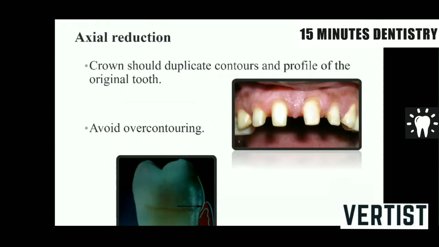Then when we are doing axial reduction, the crown should duplicate the contours and profiles of the original tooth. Remember, if we do not do this, we may land up over contouring. Once we do this, that is going to compromise not only the aesthetics but also the periodontal health of the surrounding tissues.